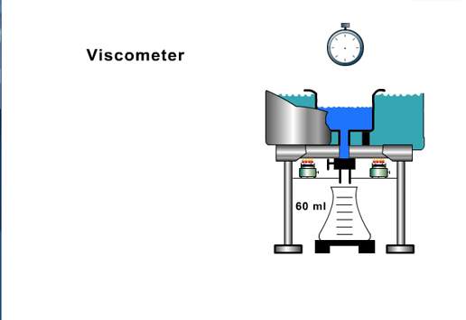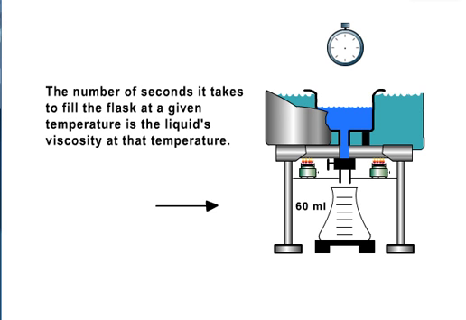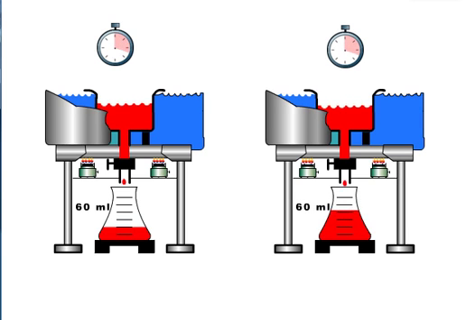A viscometer, the device used to measure a liquid's viscosity, consists of a small reservoir surrounded by a water bath used to heat and maintain the liquid at a constant temperature. There is a small orifice below the reservoir through which the liquid can pass once it is heated to a specified temperature. A stopwatch is used to determine how much time it takes to fill a 60 milliliter flask. The number of seconds that it takes to fill the flask at a given temperature is the liquid's viscosity at that temperature. As illustrated, the fluid on the right has a lower viscosity than the fluid on the left.